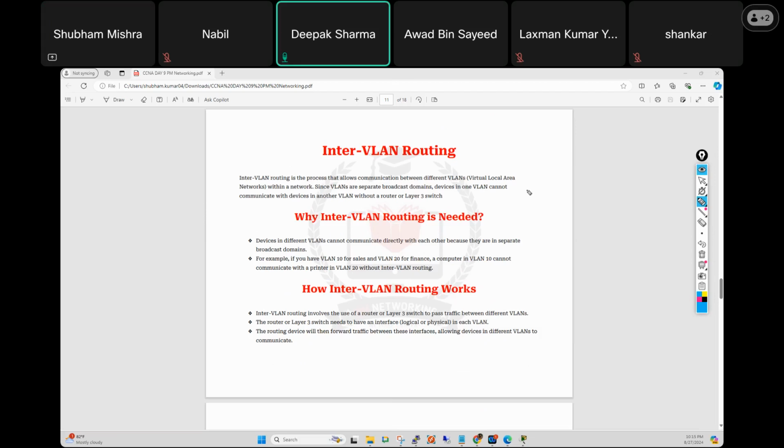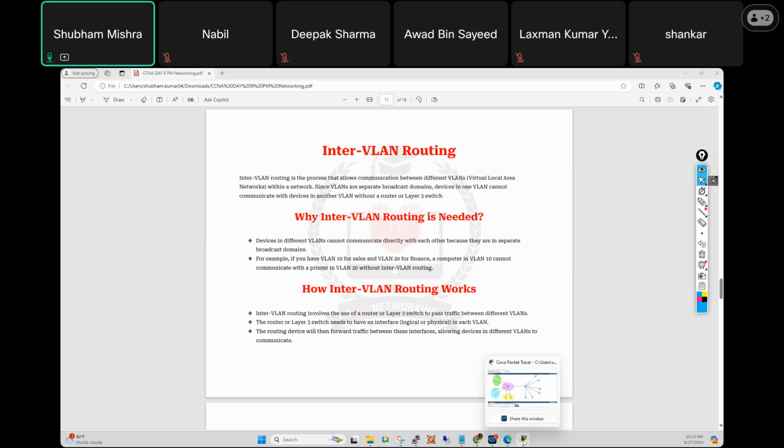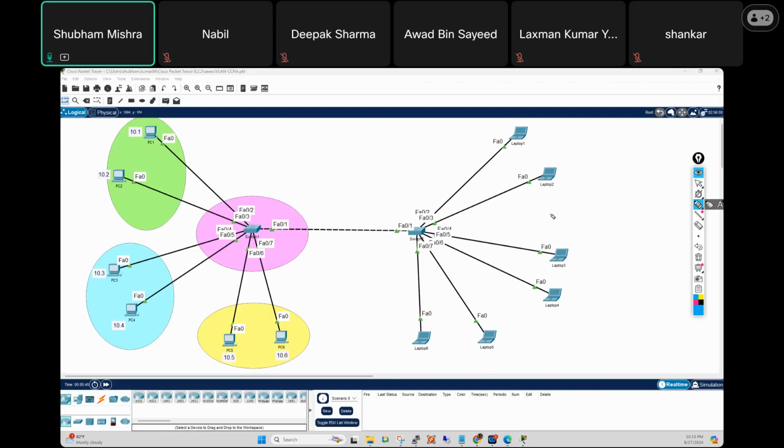Okay. Now why do we need inter-VLAN routing? See here, I am showing you one scenario. This is the lab. Let's suppose this is the HR department, this is the IT department, and this is the sales department. So these are the three departments, and they are connected with this switch. This is the access layer switch, and through this switch all three departments are connected like this. Any doubt? Is it clear to all of you?